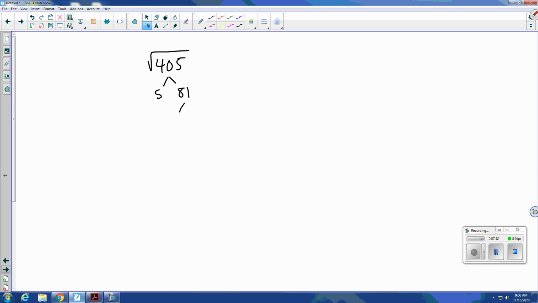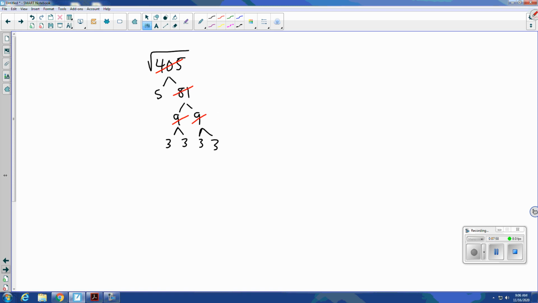5's prime, so it can't be broken down. 81, most people would probably break it down into 9 and 9. 3 and 3, 3 and 3. I've reached all prime numbers. I'm going to cross out anything I broke down to avoid confusion.